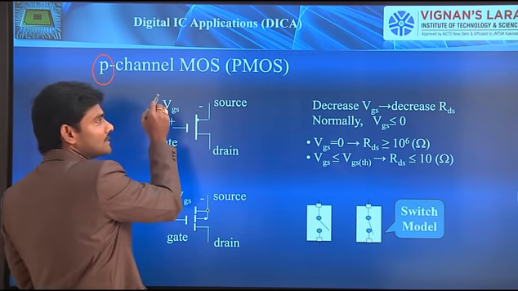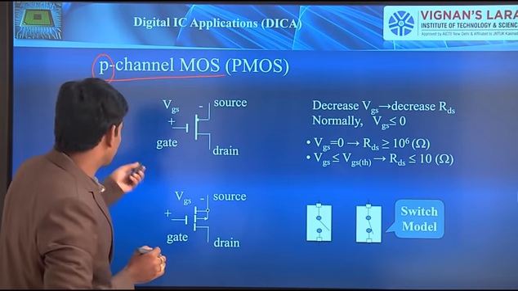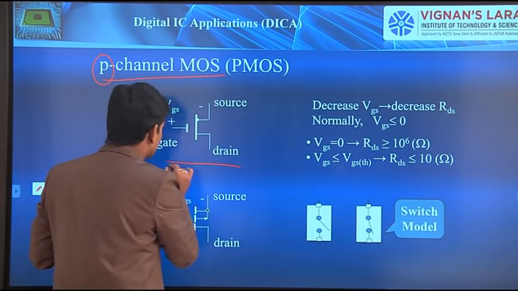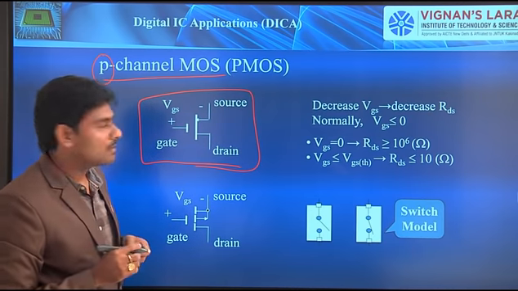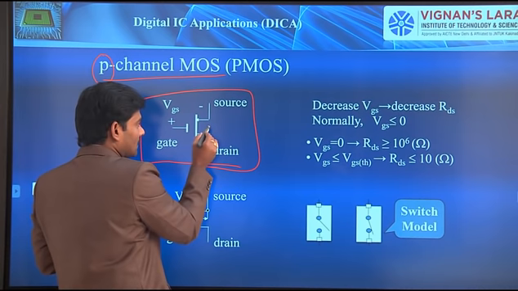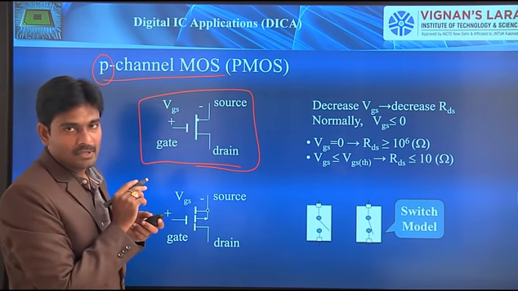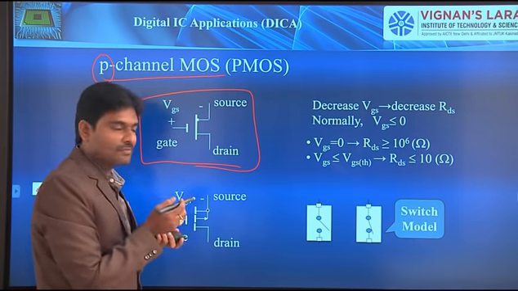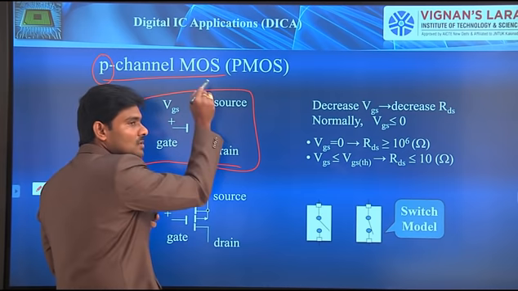While coming to N channel and P channel MOSFETs, this is how the circuit symbol looks for P channel. Everything is the same. In both N and P, only the arrow mark is going to differentiate. While coming to NMOS, the arrow is away from the gate towards source.